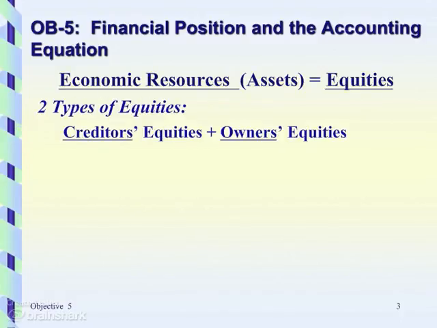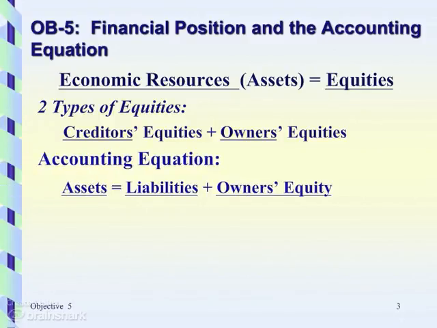Let's look now at the other side of the accounting equation, the equity side. Our equities can be broken down into two categories, creditors' equities and owners' equities, just like we looked at during the first half of the year. Our creditors' equities, or liabilities, are the present obligations that a business has. They're basically what the business owes money for. And so our accounting equation can be broken down into, just like in the first half of the year, assets equal liabilities plus owner's equity.